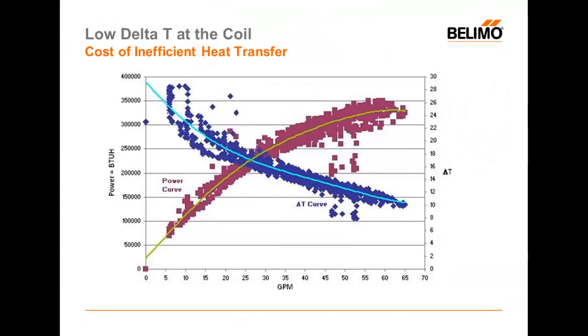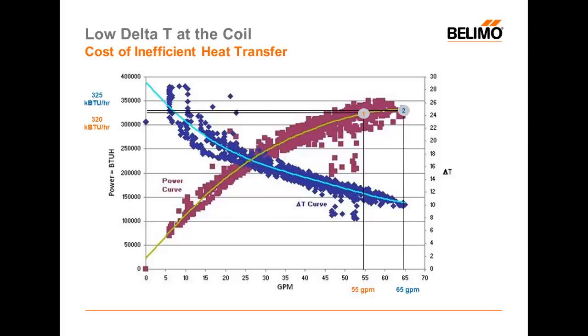Let's take a look at the cost associated with controlling at those 2 points, assuming we have these 2 points here on which we could control this coil. Point 1 uses about 55 gallons a minute and achieves 320,000 BTU. Point 2 uses about 10 gallons a minute more and achieves about 5,000 more BTUH into the space. So you can see here we have a very small increase in BTU, while percentage-wise a fairly large increase in flow.